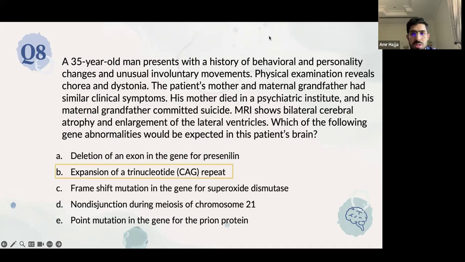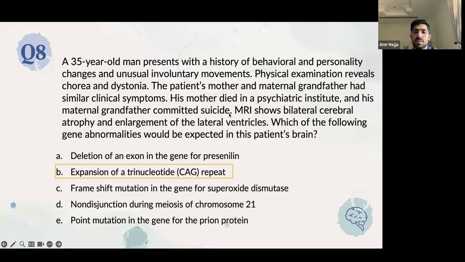Your explanation, Sania? If you have an explanation, feel free to unmute and say it. If you don't, I can just go ahead and explain it. Okay, I'll go ahead.